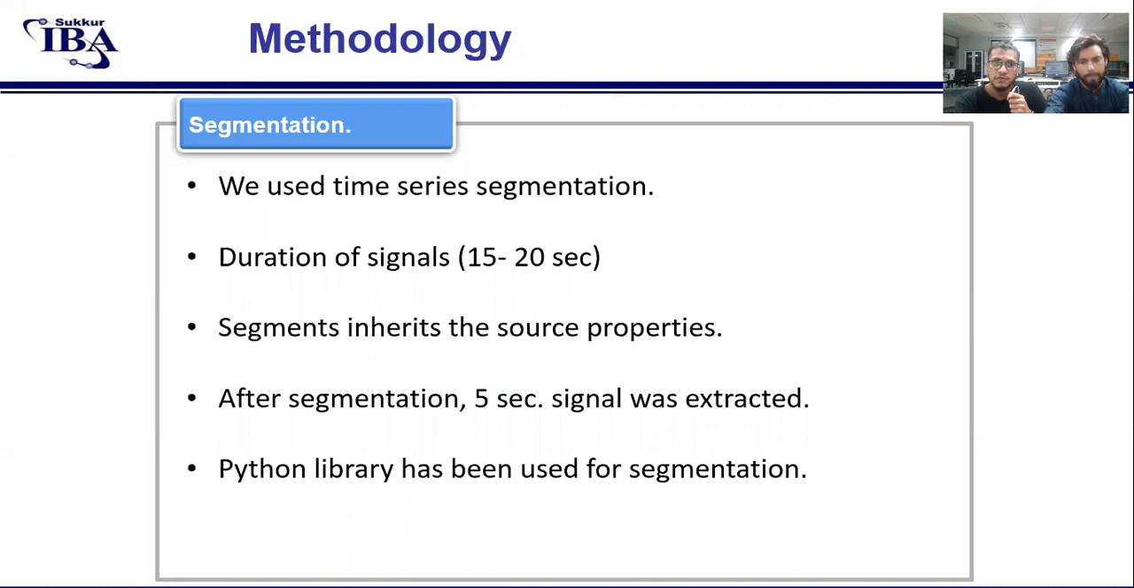The third process is segmentation. We use time series segmentation. The duration of each signal varies from 15 seconds to 20 seconds. Every segment inherits the source property, as I discussed before. After segmentation, 5-second signals were extracted. We have used a Python library for segmentation.